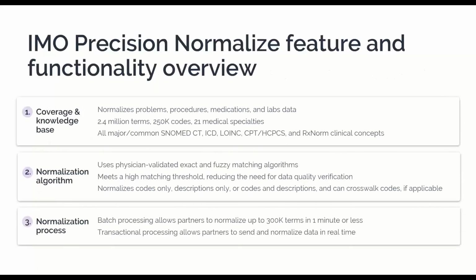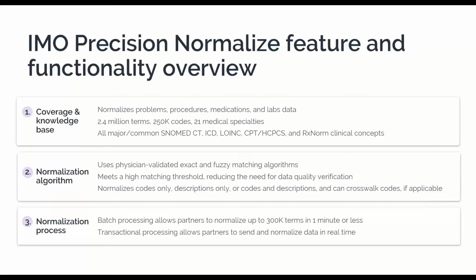Thank you. So there are three basic features of IMO Precision Normalize. The first is coverage and knowledge base, which is our IMO concept database, and that has been built and curated, as everyone has said, for over 20 years. And this is truly the differentiator for IMO Precision Normalize. It covers the problem, procedure, and medication domains where the lab data is included in the procedure domain. It houses over 2.4 million term synonyms and 32,000 substitutions. Substitutions are things like acronyms, plus 250,000 mapped codes covering 21 medical specialties. It covers all major common code systems.